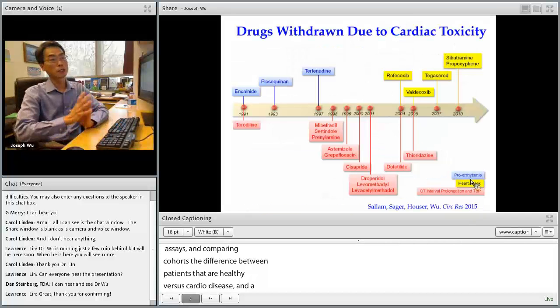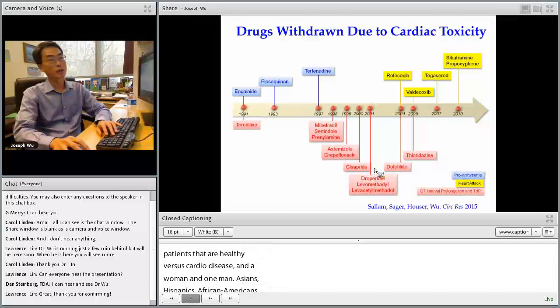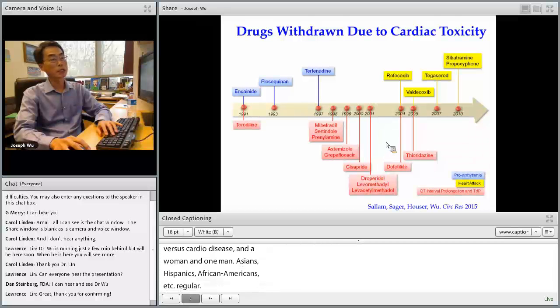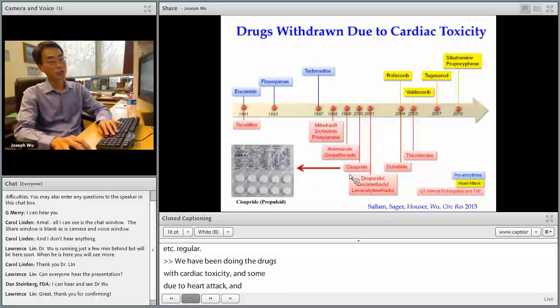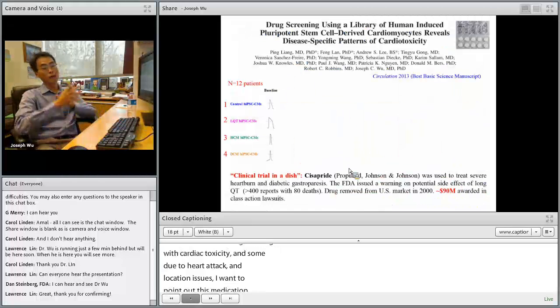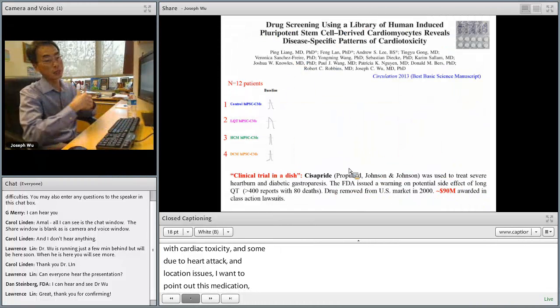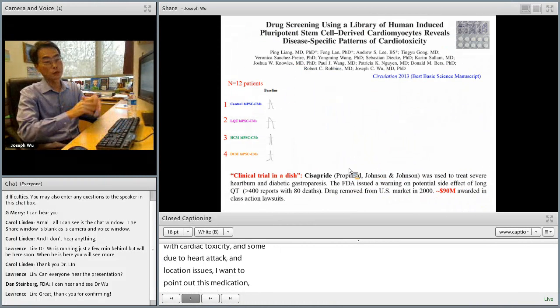And so I just want to show a couple examples of what we've been doing. This slide shows the drugs that have been withdrawn due to cardiac toxicity, some of them due to arrhythmia, some of them due to heart attack, some of them due to QT interval prolongation issues. I want to point out cisapride, or Propulsid, here, because this medication was withdrawn in 2000 because of QT interval prolongation issues.